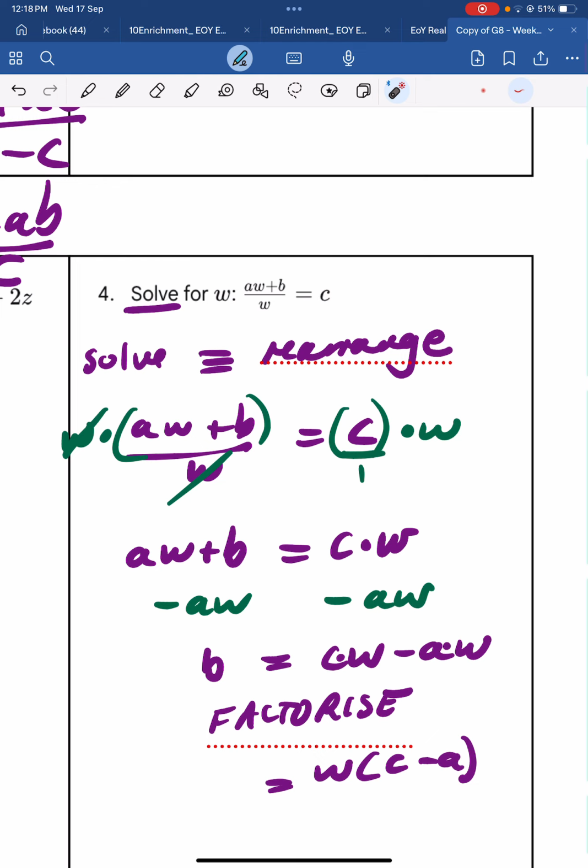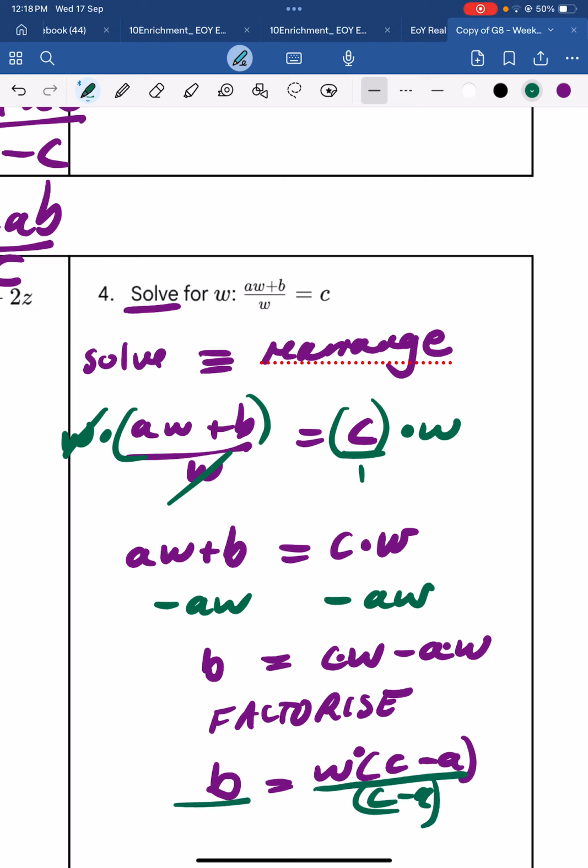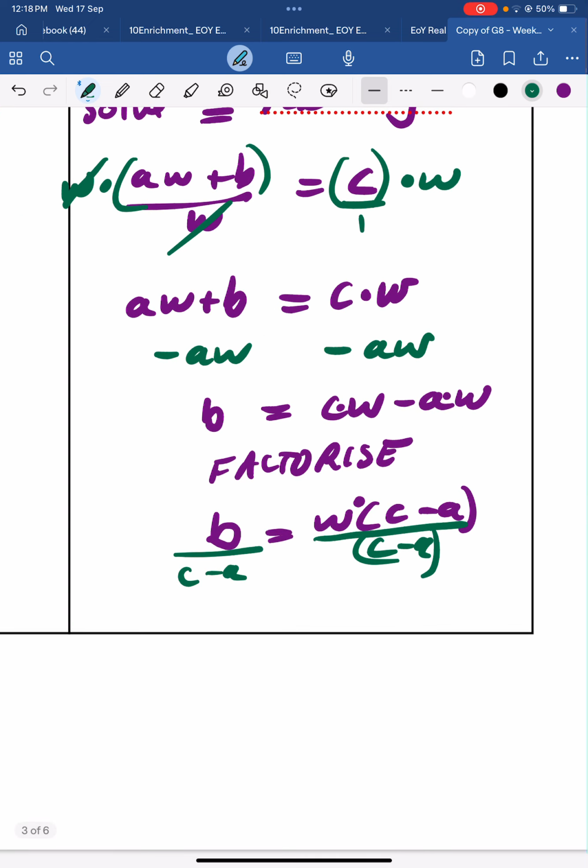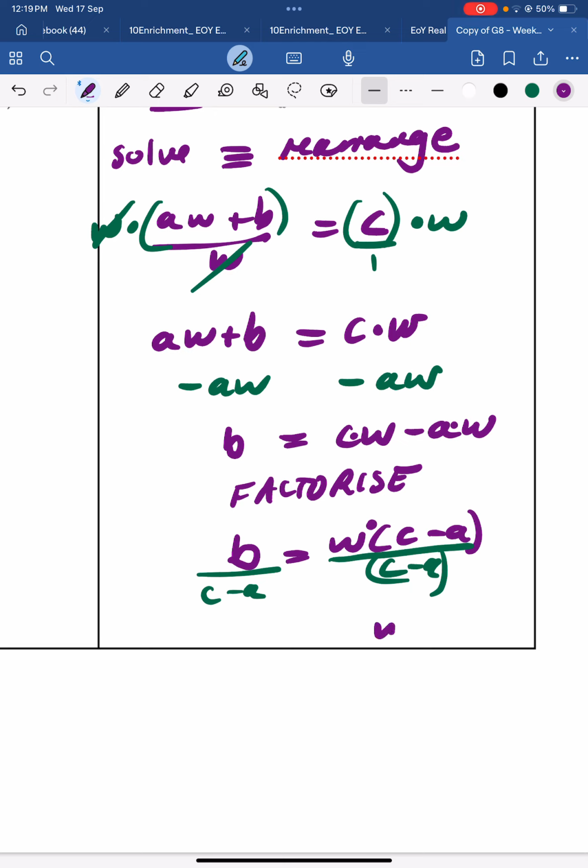And on the left hand side, can you see that we've just left the b on its own. Then the final step is understanding that w is being multiplied by c minus a. So we're going to divide both sides by c minus a. Divide by c minus a here. And what we'll find there is the final line is w is left on its own because we cancel common factors. And that's b divided by c minus a.